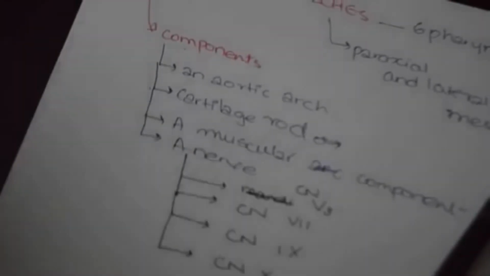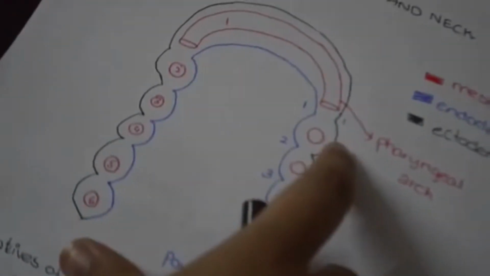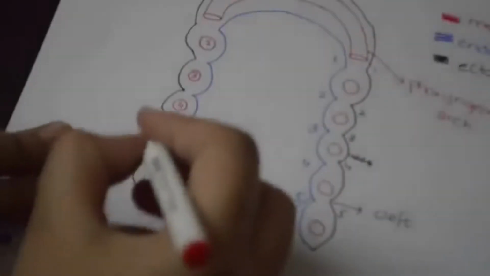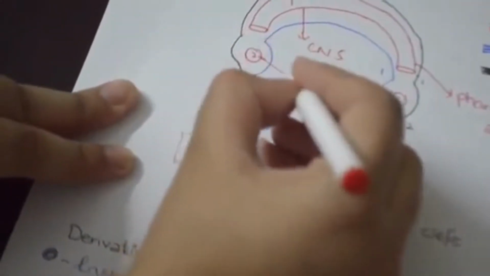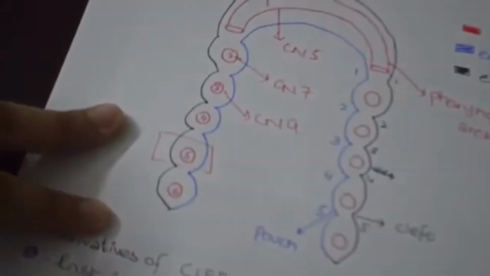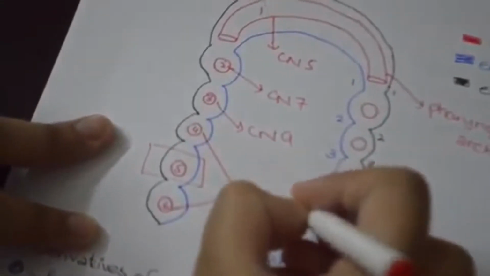Moving forward to the last diagram that we made. The fifth pharyngeal arch is completely regressed in human beings, so we will not be discussing this one. From here, the 5th cranial nerve will be at the first pharyngeal arch, then cranial nerve 7 at the second, cranial nerve 9 at the third, and at the 6th and 4th we have the cranial nerve 10.